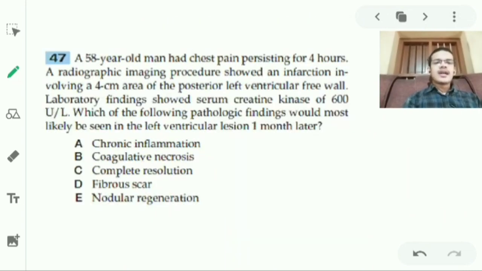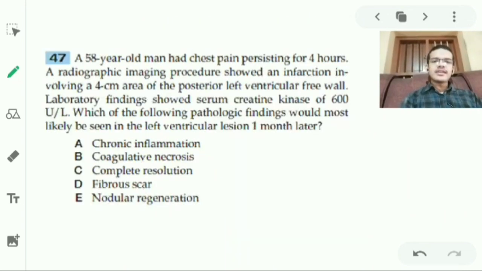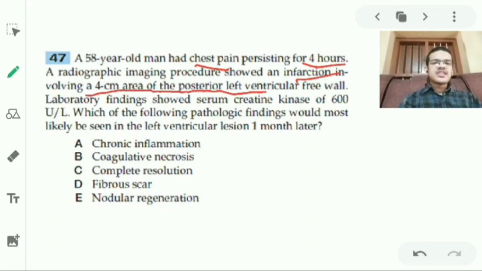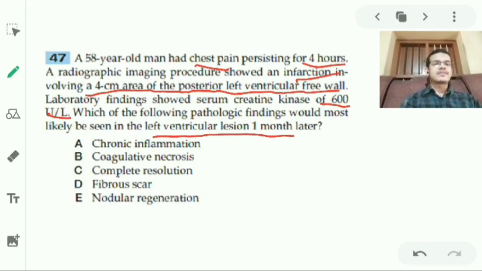The last question, a 58-year-old man had chest pain persisting for 4 hours. A radiographic imaging procedure showed an infarction involving a 4 centimeter area in the posterior left ventricular free wall. Lab findings showed increased creatine kinase level 600 units per liter, which is very much increased. Which of the following pathological findings will be most likely seen in the left ventricular lesion 1 month later? So 1 month is a sufficient time for wound healing.